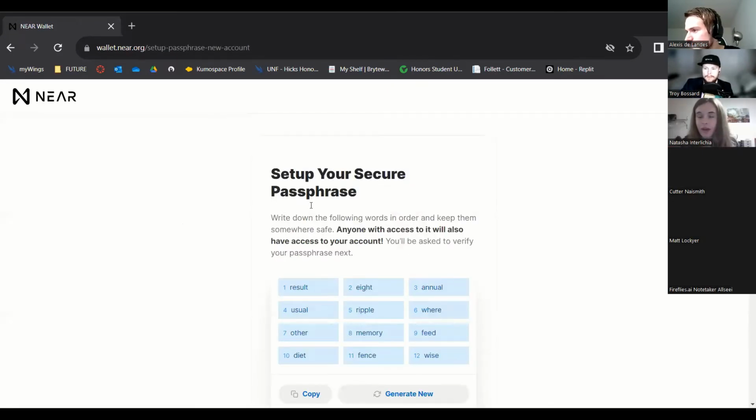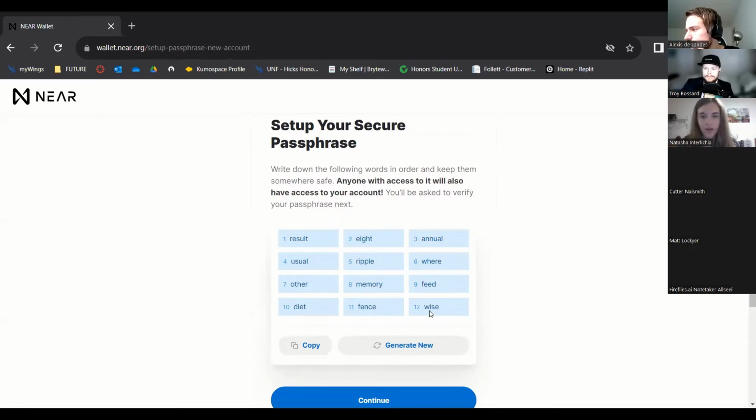It'll bring you to a page that looks like this, which will give you your 12 words. I would suggest writing these down on a piece of paper or storing them in a secure place, which I think Troy mentioned earlier, because if your computer crashes or breaks and you just have it in a random file on your computer, you won't be able to access your wallet, which is definitely not good.